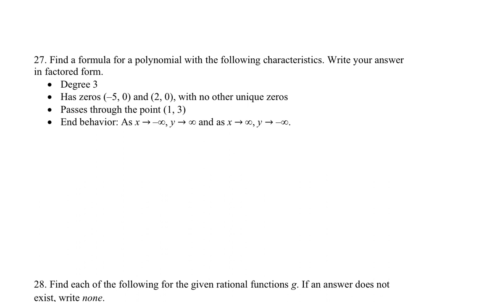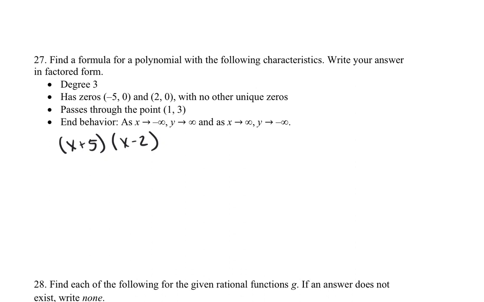All right, find a formula for the polynomial with the characteristics. A degree of 3 has a zero at -5, and a zero at 2 with multiplicity 2, and passes through a given point. So what we can start with is we have 2 zeros, right? One at -5 and one at 2. So we know that we have 2 roots here, x plus 5 and x minus 2.